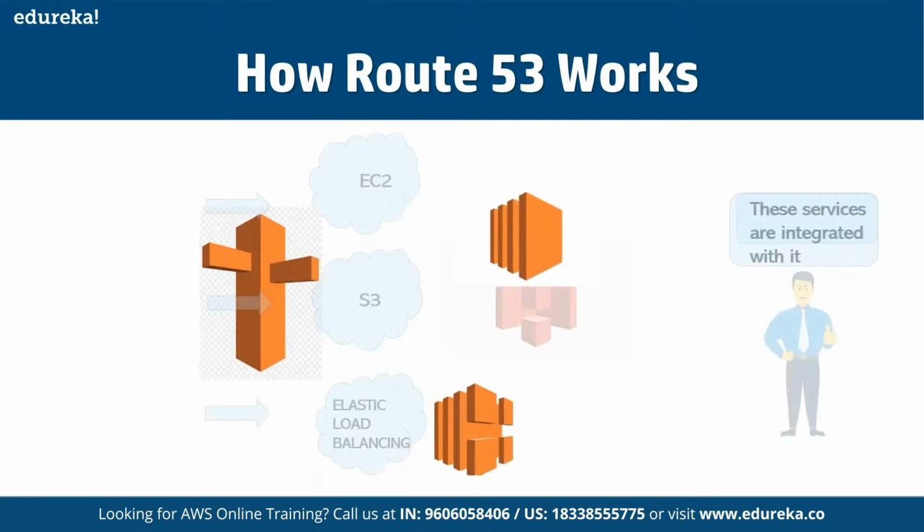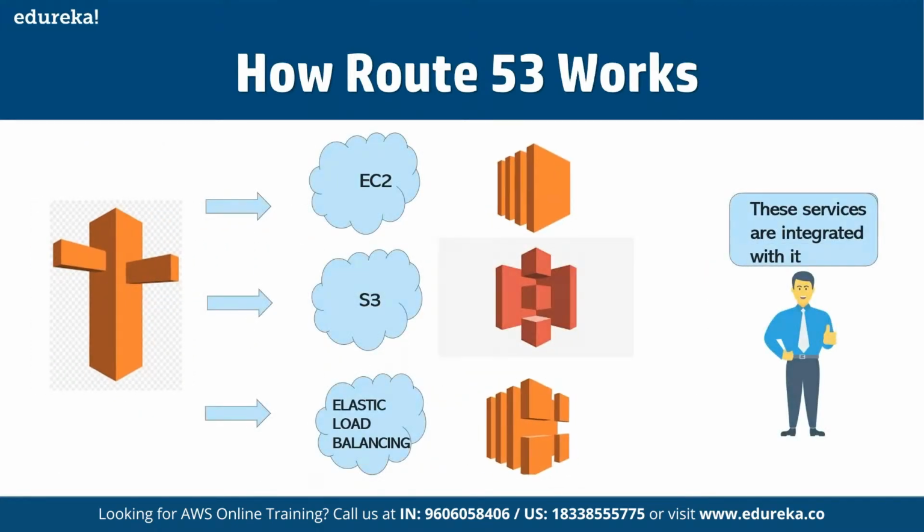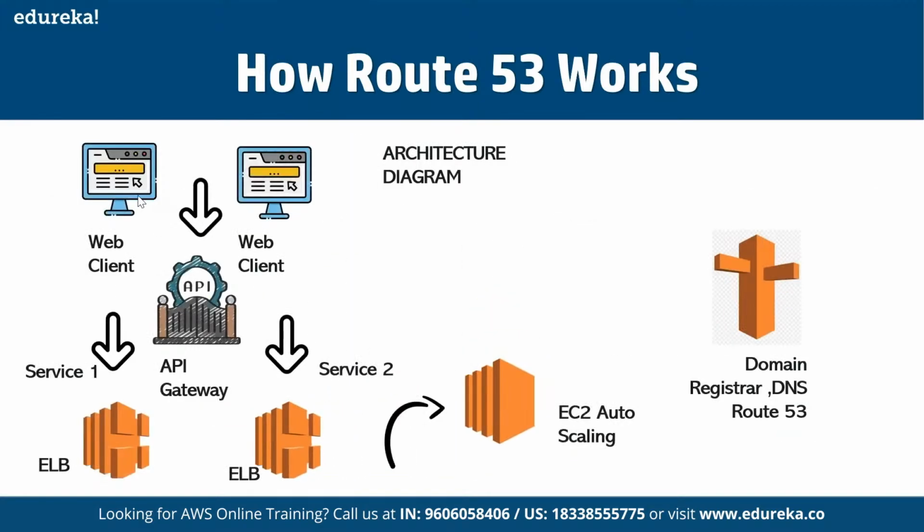So if you come here, take a step back. This is a client, a web client. He's making an API call. That API call is first hitting my load balancer, then going to my auto scaling group, and then going to my domain name server.